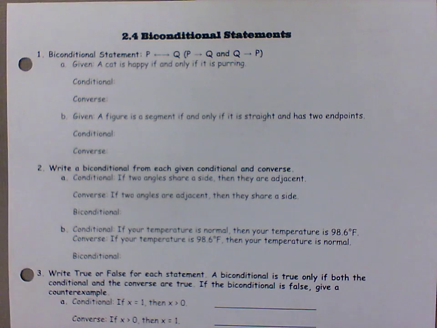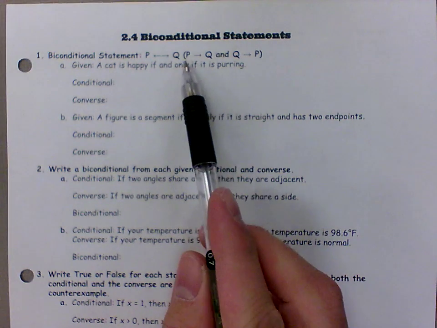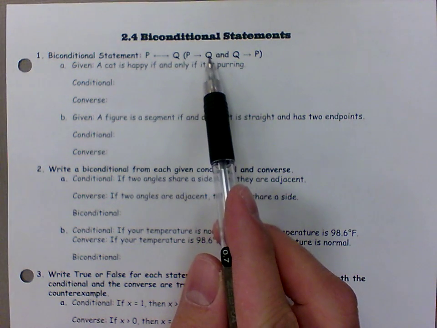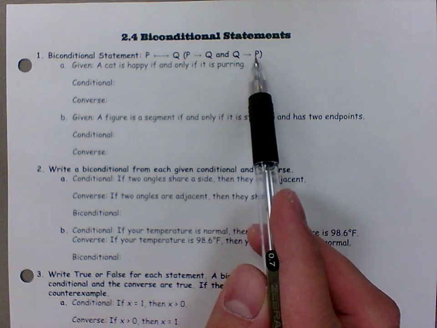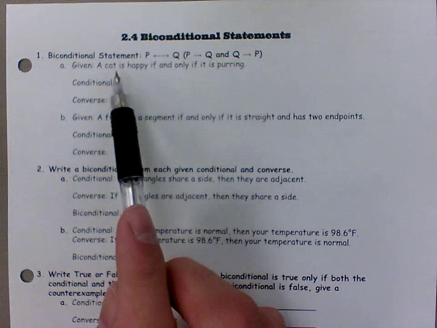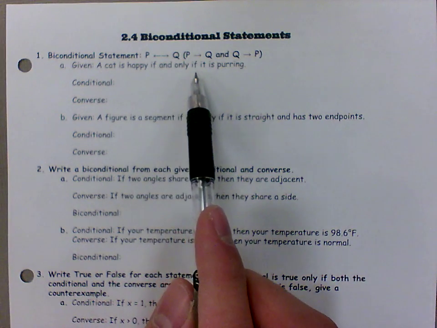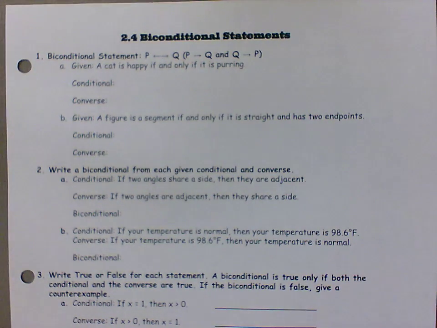Hello. So today we are doing 2.5 biconditional statements. So you see a biconditional statement is very similar to a conditional, only both ways work. So the hypothesis is going to lead to a true conclusion, and then the conclusion will also imply a true hypothesis. So for our example here, a cat is happy if and only if it is purring.